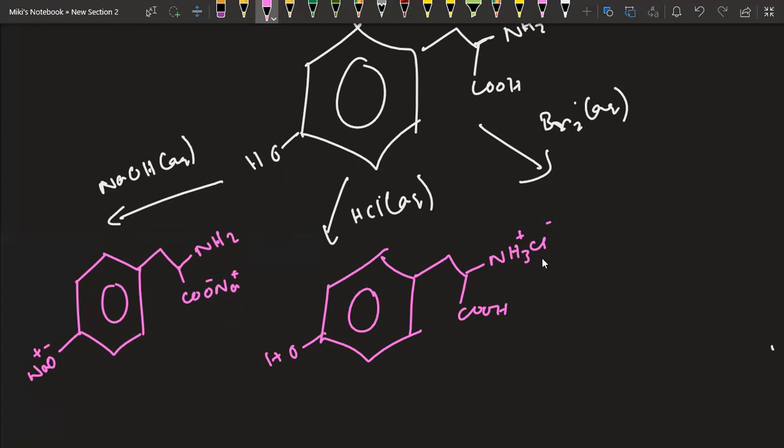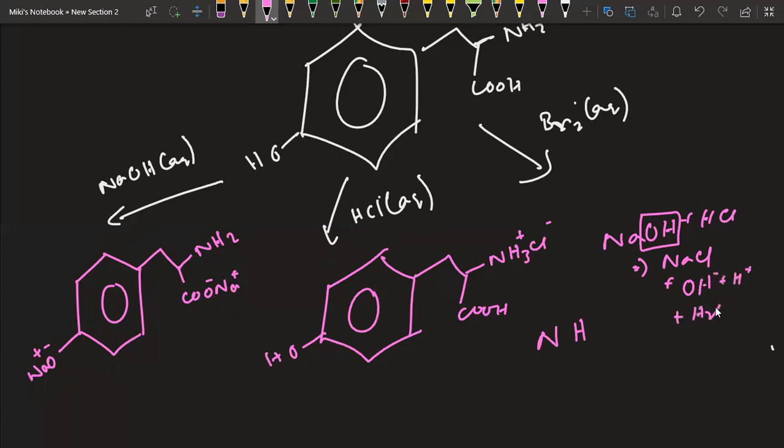Water is generated. But here the condition is such that this ammonia has a tendency to gain H plus. That's what an alkali does. Let's say sodium hydroxide is present. What happens when we add HCl? NaCl is formed. Who is the alkali here? This OH minus, which gained an H plus, forming H2O, isn't it?